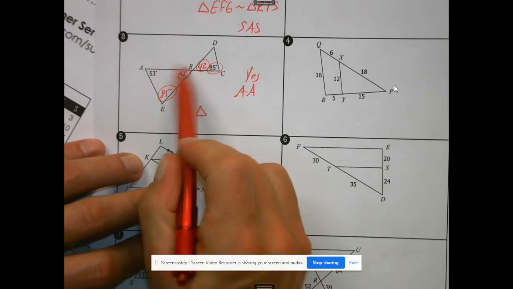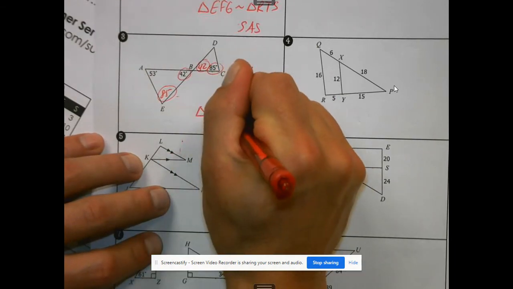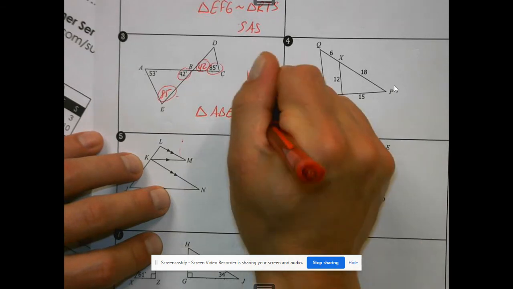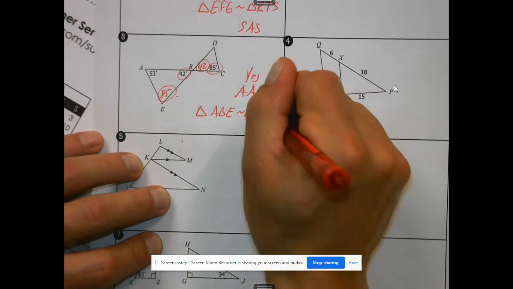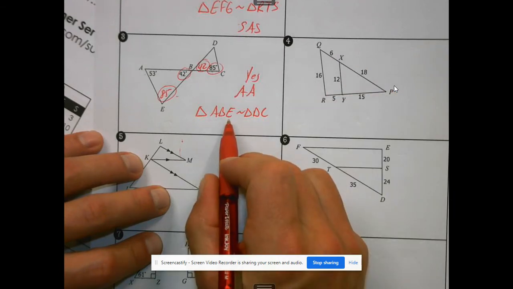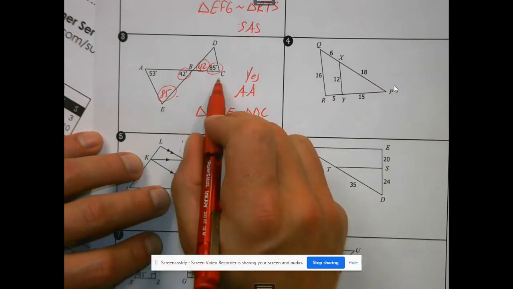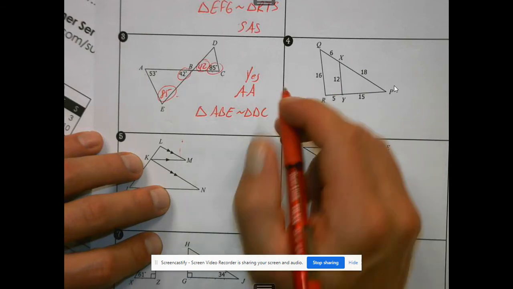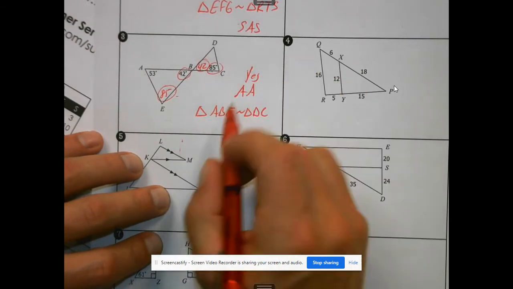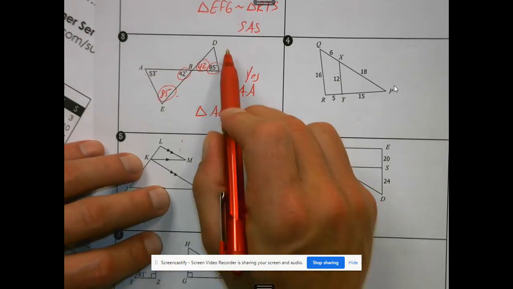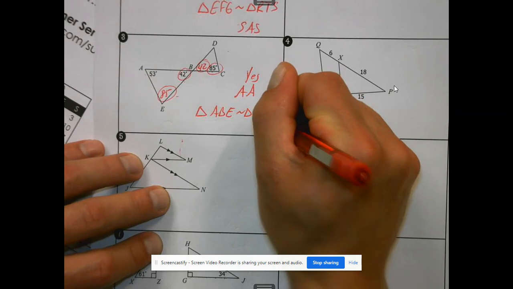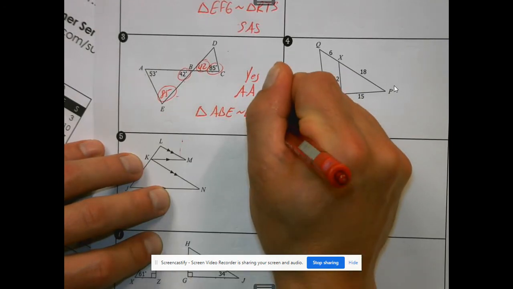Similarity statement. Let's go triangle ABE. A matches with D. E matches with C. And E matches with, hang on here. B matches with B, sorry. A to D, B to B, and then E matches with C, so DBC.